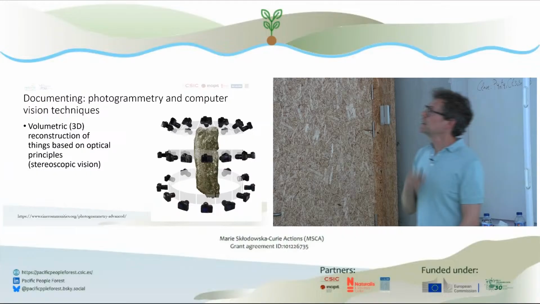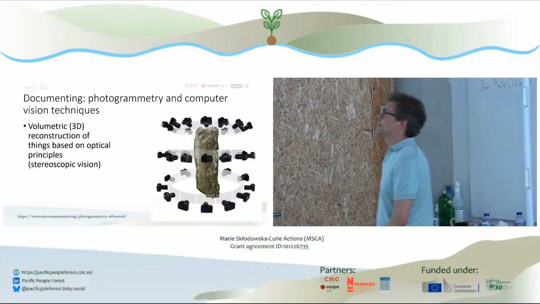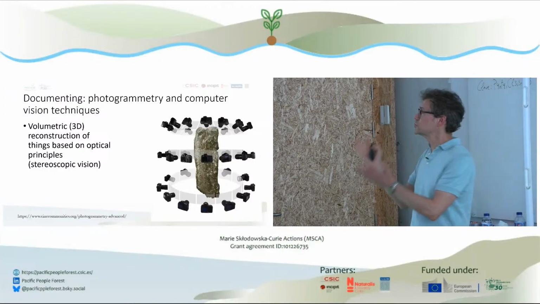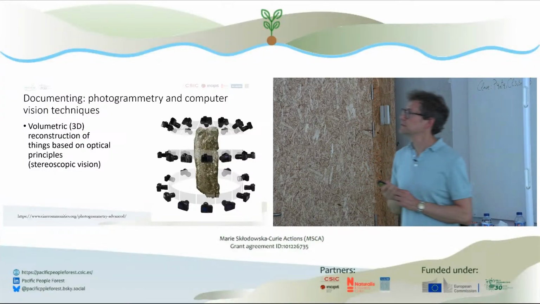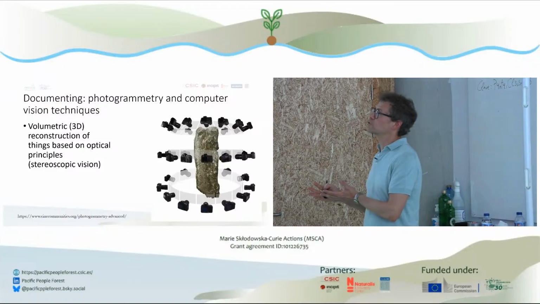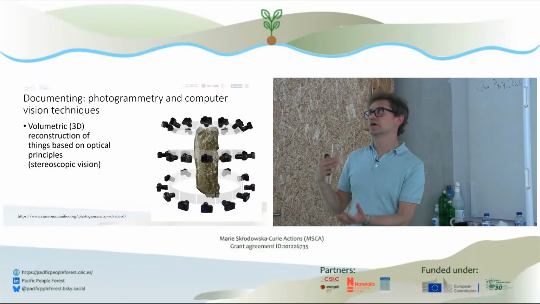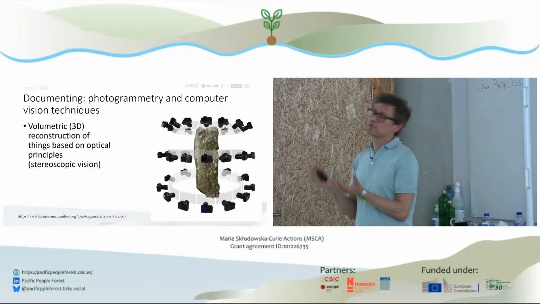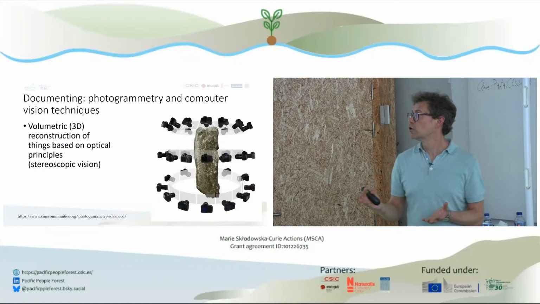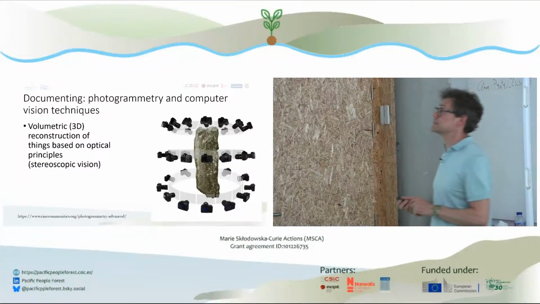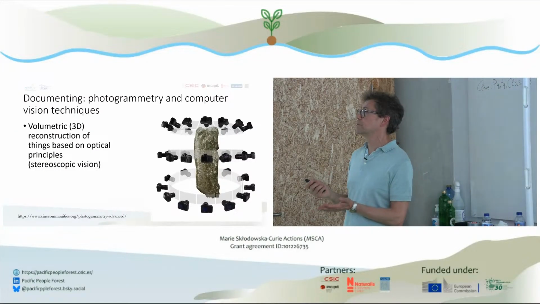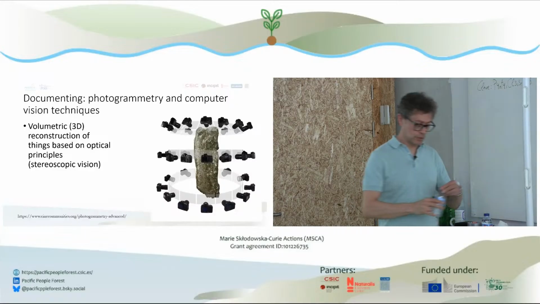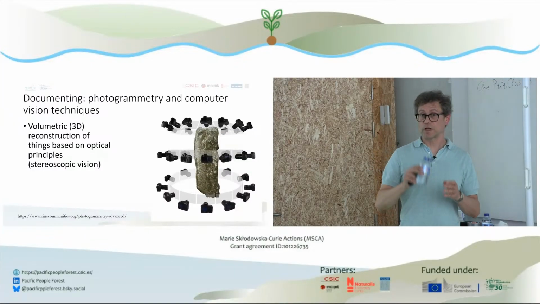Okay. So another tool for documenting things is photogrammetry and, well, computer vision techniques, which are somehow related. In this case, the purpose of photogrammetry is not discriminating things in relation to each other, but documenting the geometric form of things, documenting the 3D volume of anything based just on optical principles, on the principle of stereoscopic vision. I suppose that you already know that we see the world in 3D because we have two eyes, right?